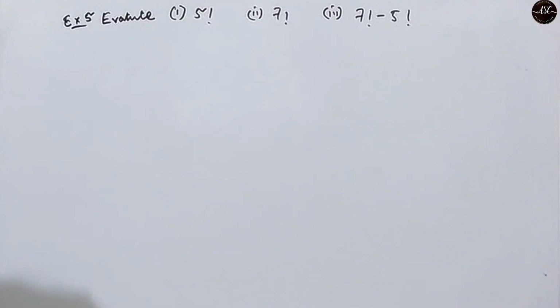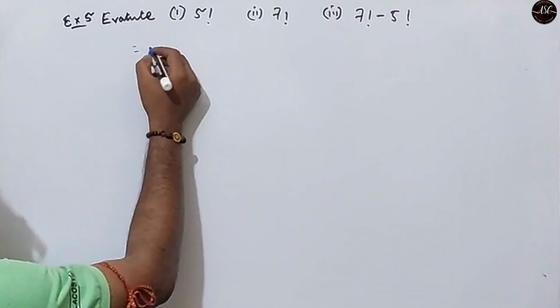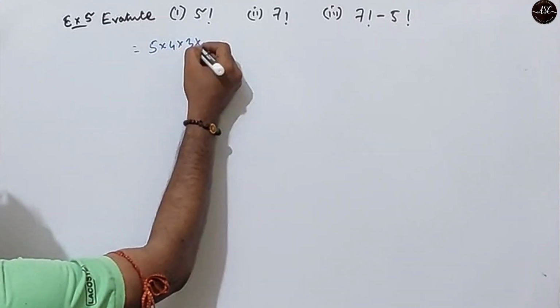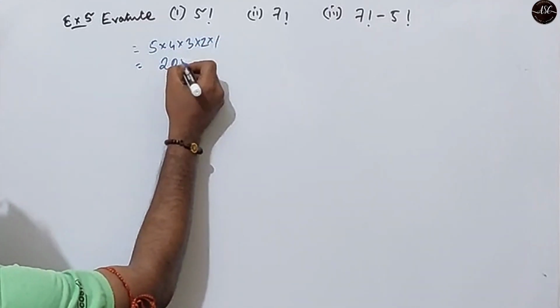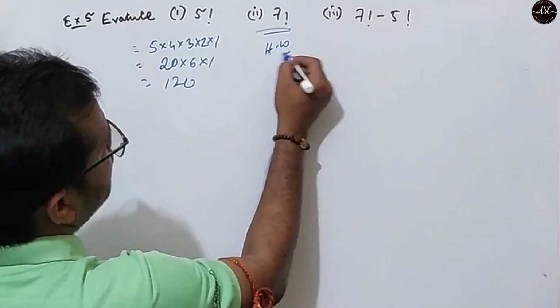Evaluate 5 factorial, second 7 factorial, third 7 factorial minus 5 factorial. 5 factorial, we have learned from the example, equals 5 into 4 into 3 into 2 into 1. So 20 into 6 into 1, that means 120. 7 factorial is your homework. Just do it at home.